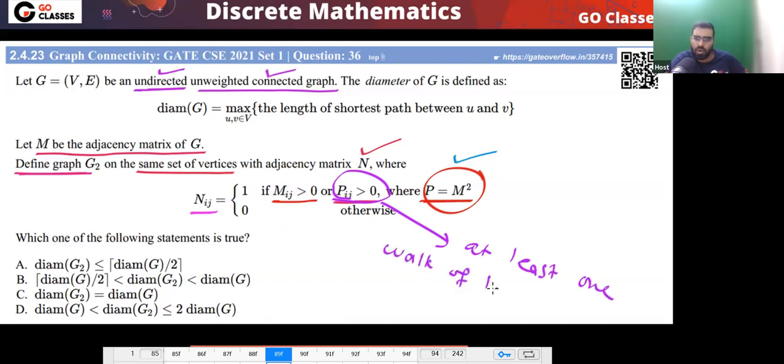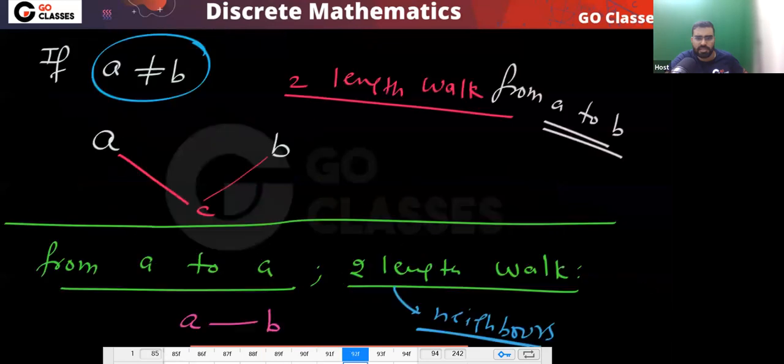One walk of length 2. There is at least one walk of length 2 between I comma J. This is what this statement is saying. Is this clear, Ankit? Okay, so very simple. So now is this question clear? Is this conclusion clear to everyone?